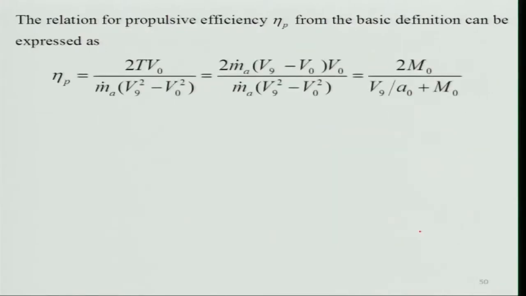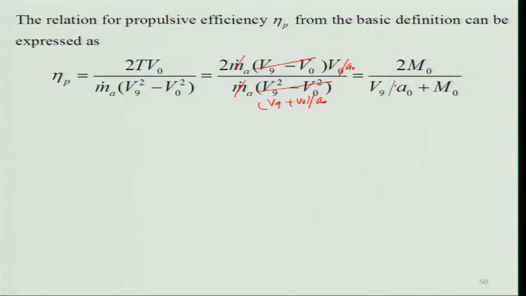So for the relationship for propulsive efficiency, we can write 2 T V, basically the thrust power divided by the kinetic energy change in the engine, that is m dot (V9 square minus V0 square) divided by 2. If I write in place of thrust this equation, m dot A into (V9 minus V0), you will see that I can cancel this out, and I will get V9 plus V0, right? If I divide by a0 square here, and similarly a0 square here, I will get 2 Mach number divided by (V9 by V0 plus M0). So this is the easier way of saying it, because I know the expression V9 by a0, I can do it easily.